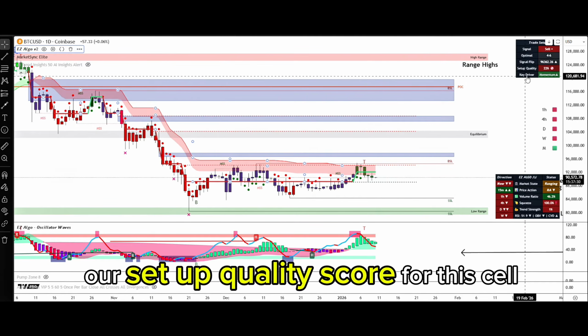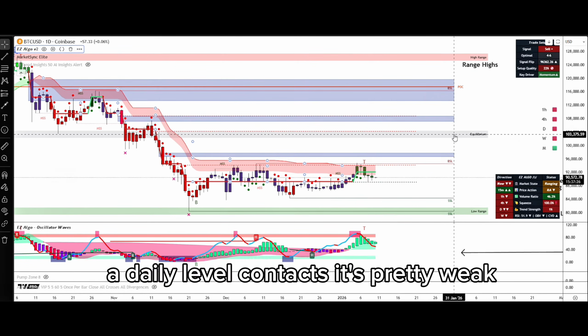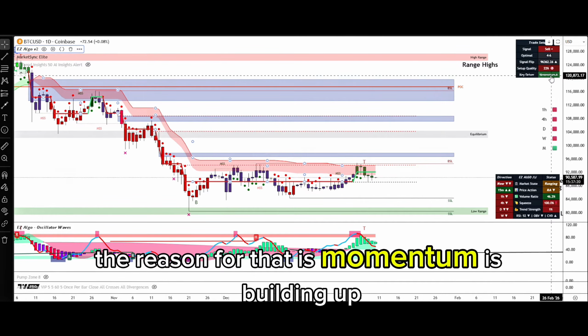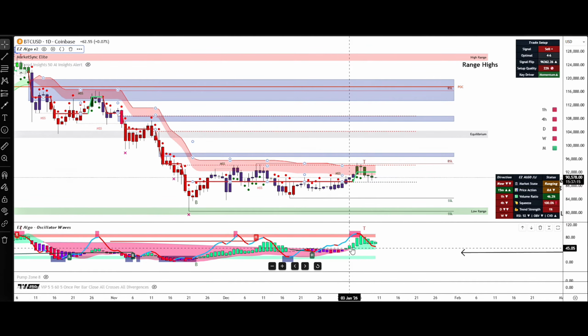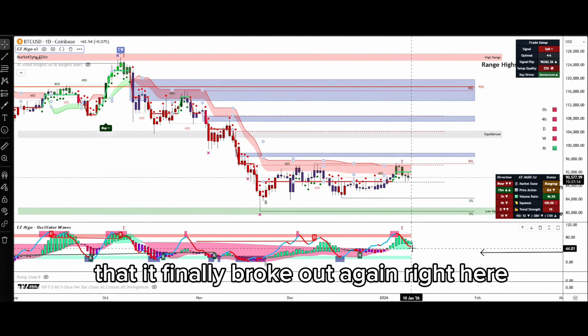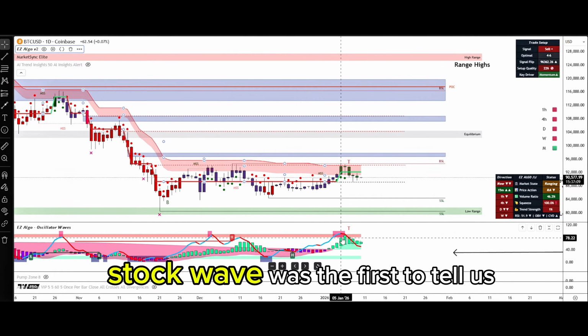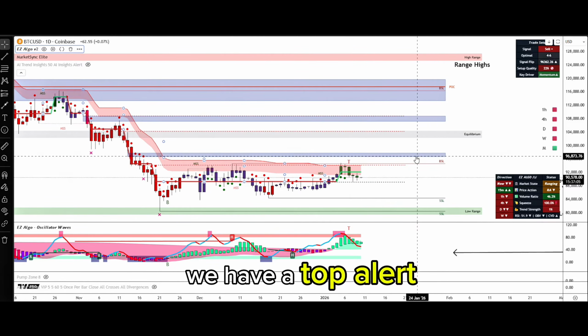But our setup quality score for this sell, meaning if you're short on a daily level context, is pretty weak. It's at 22%. The reason for that is momentum is building up, and we can see that in the oscillator waves on daily, that it finally broke out again right here. Stock wave was the first to tell us right up here at these highs to confirm that it's going to go down, and we have a top alert, right?